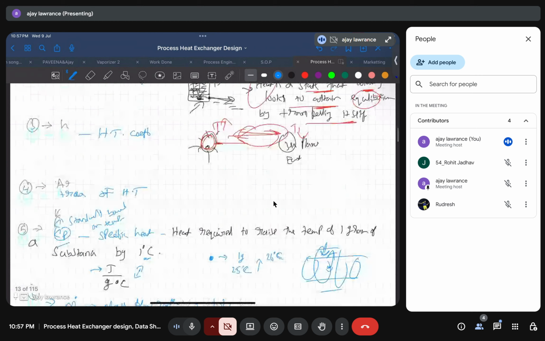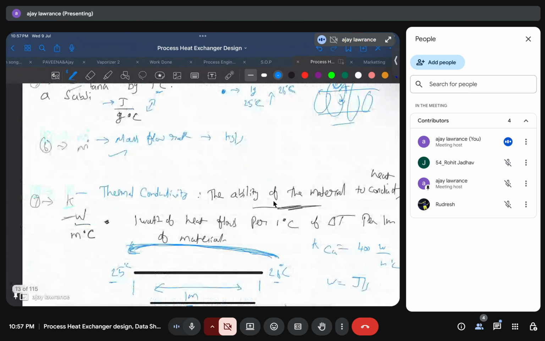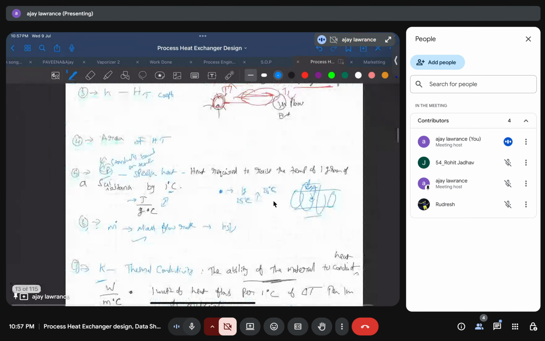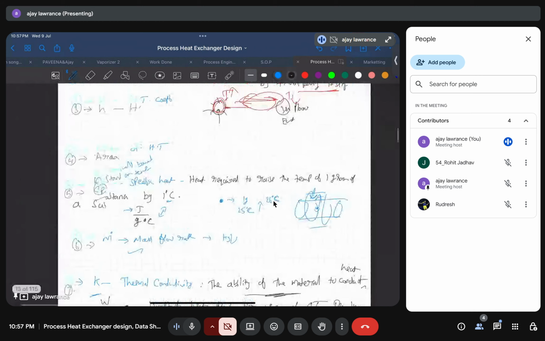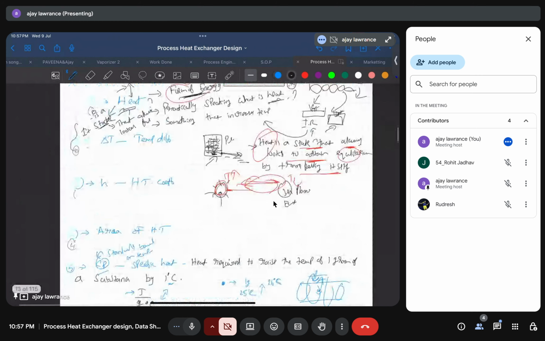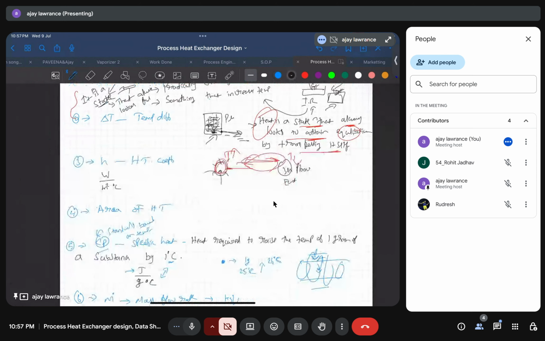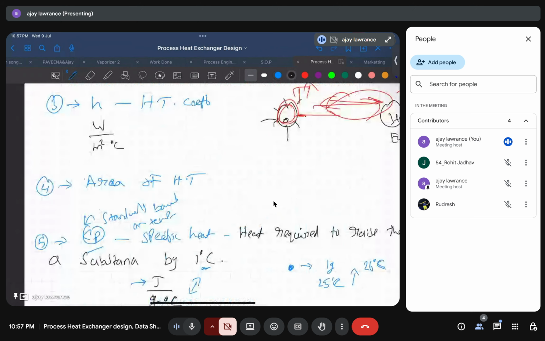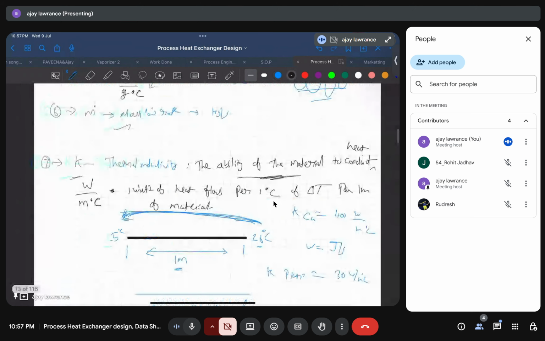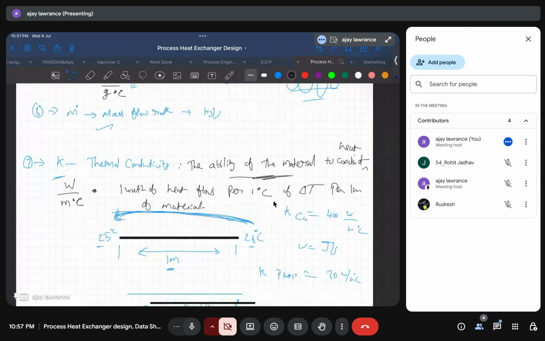And heat transfer coefficient. Heat transfer coefficient and thermal conductivity are very similar. The thing is, thermal conductivity is watt per meter degree Celsius, and heat transfer coefficient is watt per meter square degree Celsius. The only difference is an extra meter will come. So it is the same thing. The ability of a material to conduct heat. Here, the ability of a material to conduct heat per meter square. That is the definition here.